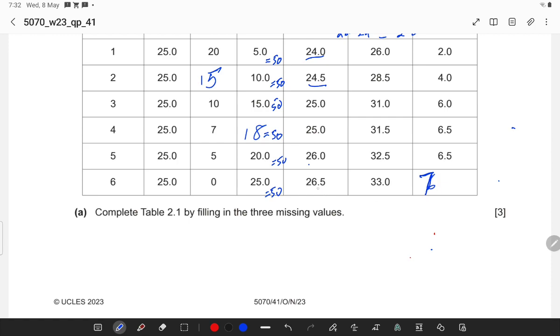So you know that 33 minus 26.5 is 7.5. 33 and 26.5, 7. So this is 6.5, sorry, this is again 6.5, not 7, this is 6.5.